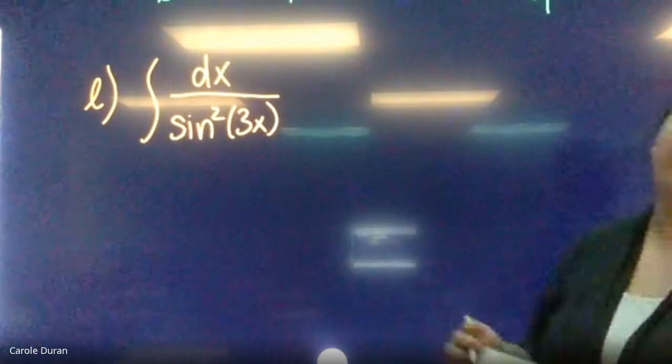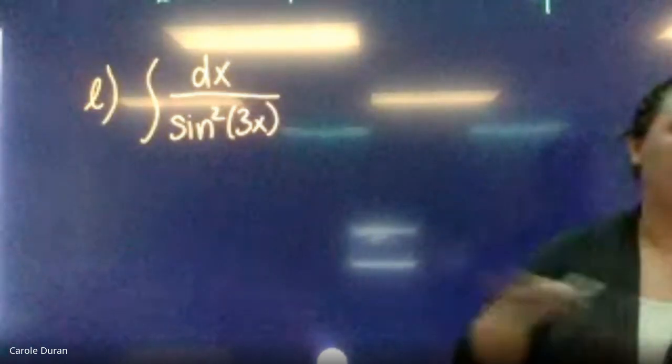Erin, do you have an idea of what we can do first? Okay. We could find u, or I could use a reciprocal identity to simplify this to look a little bit nicer before I do that. Quick question, if we didn't do that, would our inside function be sine squared? No, it'd be the sine of 3x all squared. So it'd be sine of 3x. And then you'd have to chain rule it and whatnot.